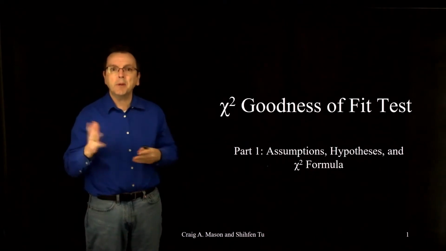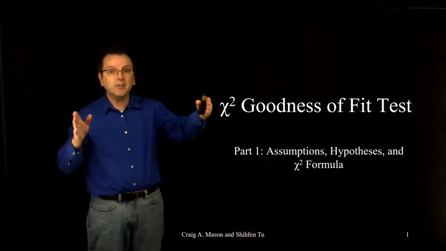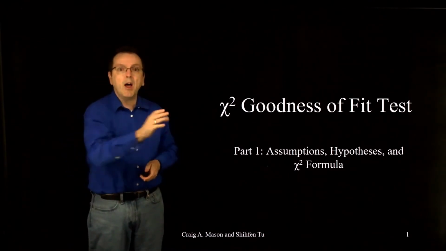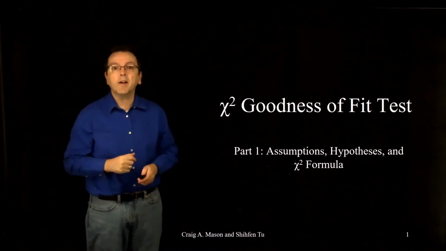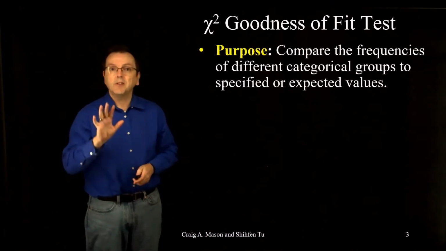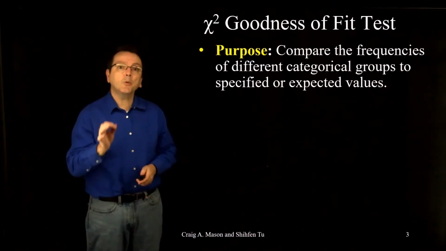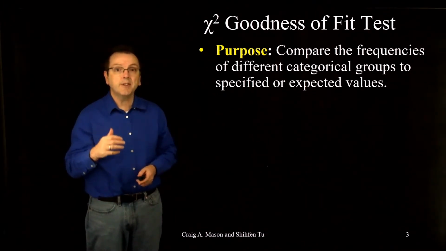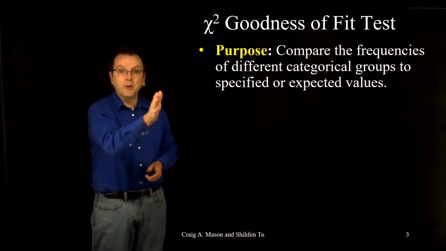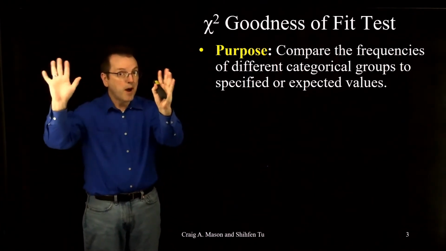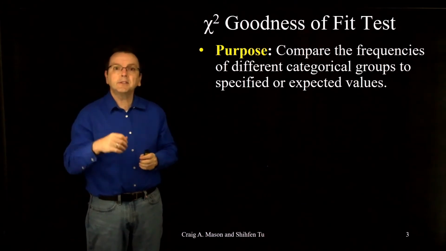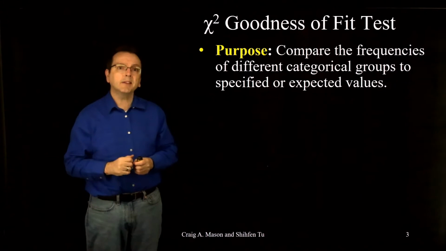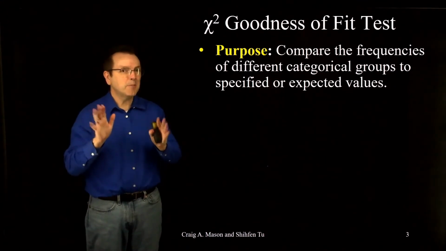Instead of comparing people's scores on some scale, the chi-square test compares which groups people belong to in a categorical variable. Now, specifically, the purpose of the chi-square goodness of fit test is to determine whether the frequency of individuals in these different categorical groups in our population reflects some specific expected values based on our hypotheses. We'll see what I mean by that in a minute.